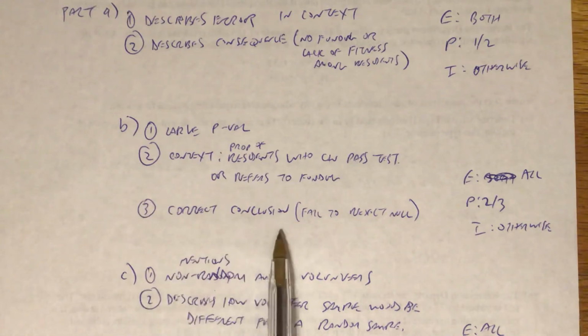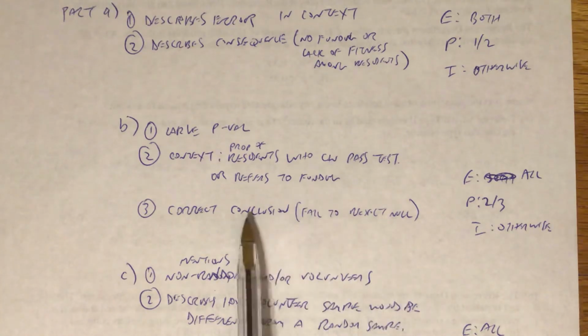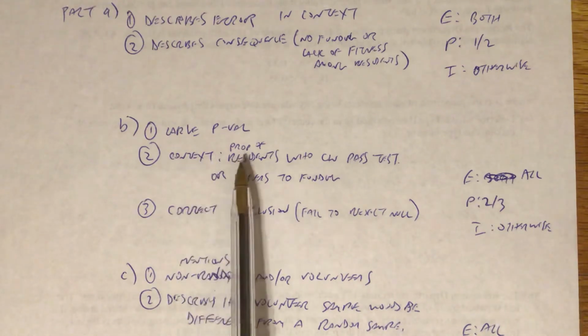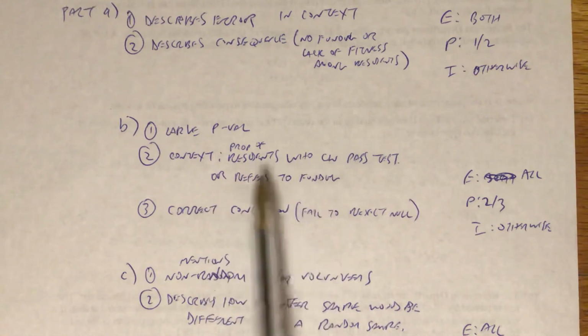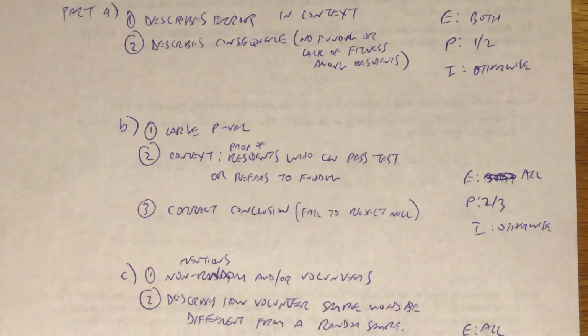You have to make the correct conclusion that you're going to fail to reject the null, right? And then put it into context. So the context would be the proportion of residents who can pass the test, or refers to funding, right? So you have to mention that it seems like that 35% threshold is met, and that the people are fit, or that because all these people are fit, we're probably not going to fund these things because we don't need to, because it looks like the city's fit according to what they found.